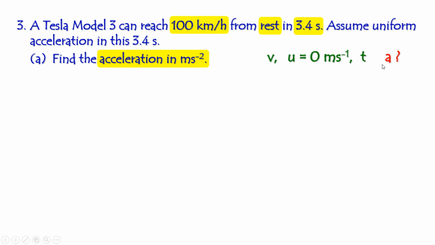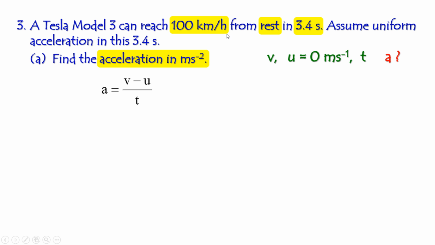Okay, a. So you have v, u, t, and you have to find out the unknown a. So which equation should you use? Right, you should use the second equation. a equals v minus u and then divided by t. And the question asks you to find the acceleration in meter per second squared.